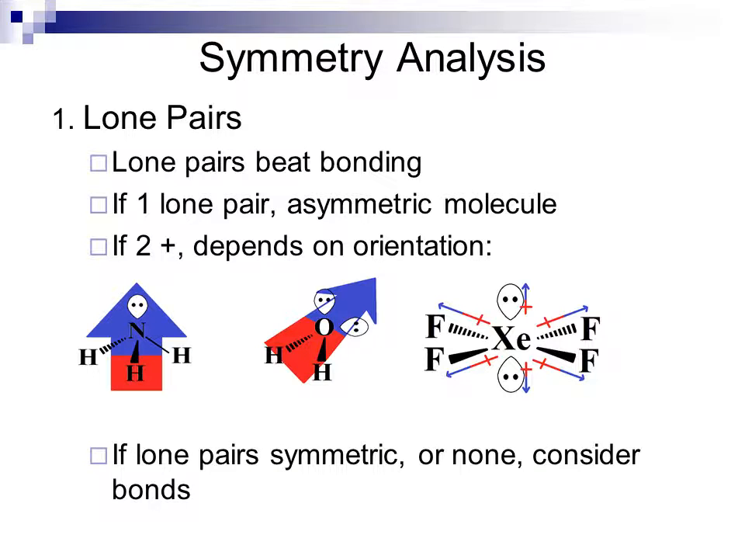So if the lone pairs are symmetric, or there are no lone pairs, then I have to look at the bonding configuration.